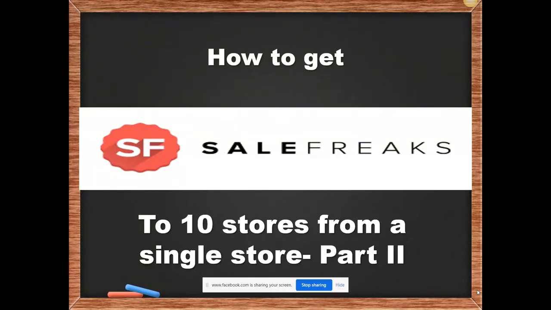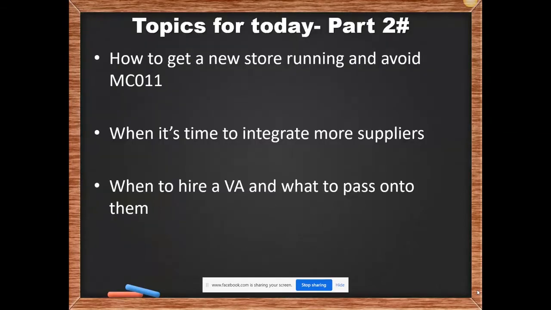And we talked about the importance of taking things slow. Really, you can get 10 accounts at once, but you probably won't be able to maintain them. You'll lose them. You'll get an MC011, a suspension of some sort, because if you don't establish each account in its time, it won't last. So today we're going to talk about the second part.